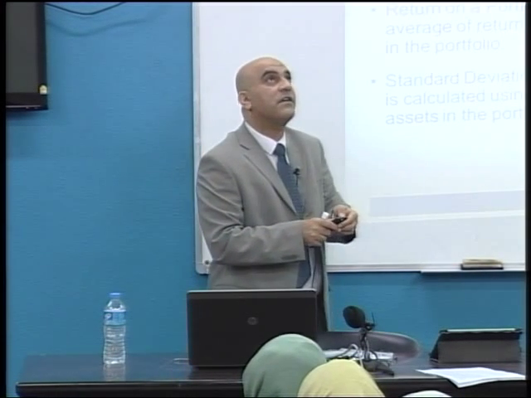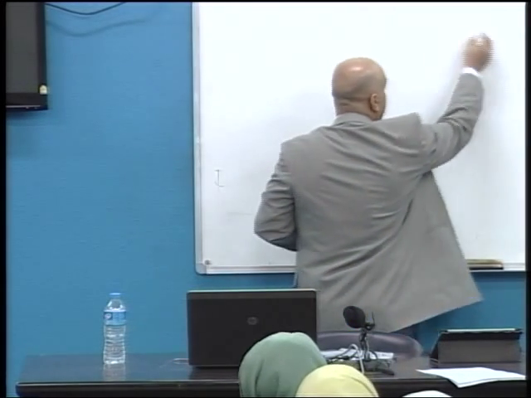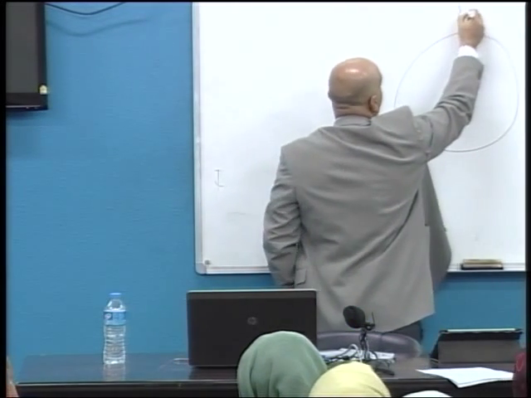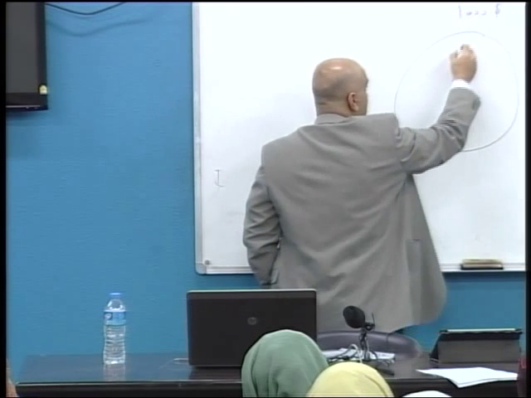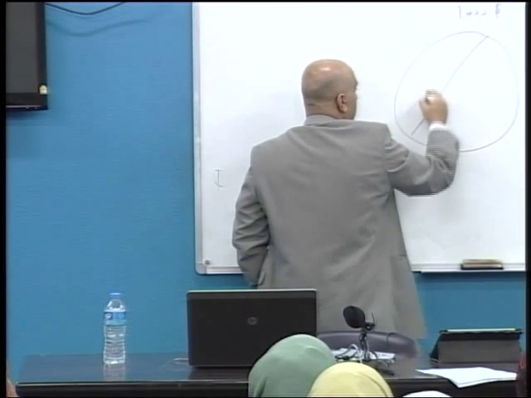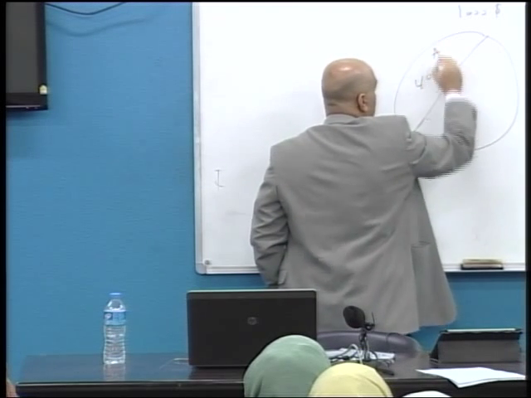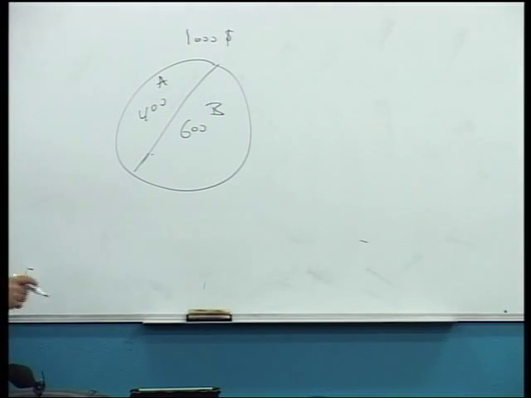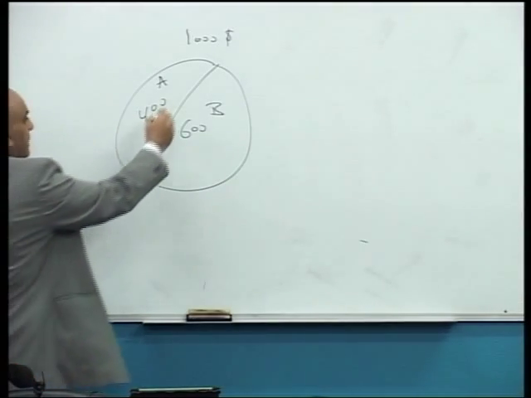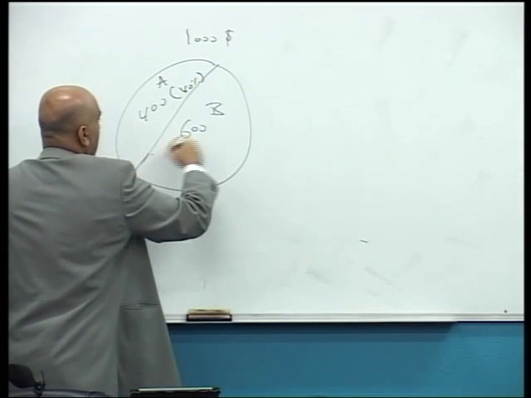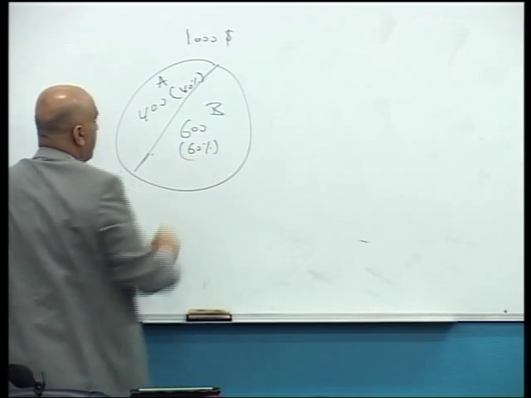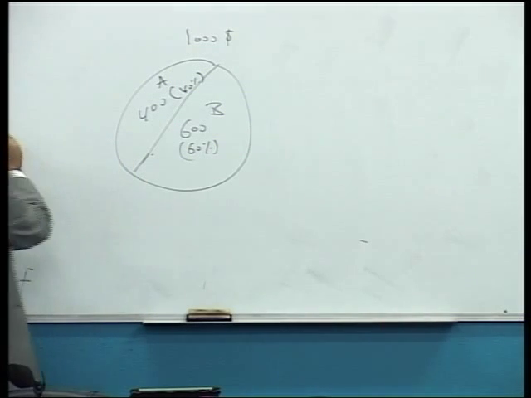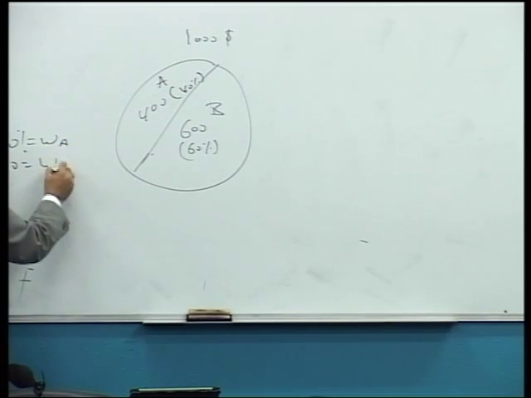Let's just think, if we have $1,000 and invest this $1,000 in this way: $400 in A and $600 in B. Okay? So the sum is $1,000. It means 40% in A and 60% in B. The 40% here is the weight of A, and the 60% is the weight of B.